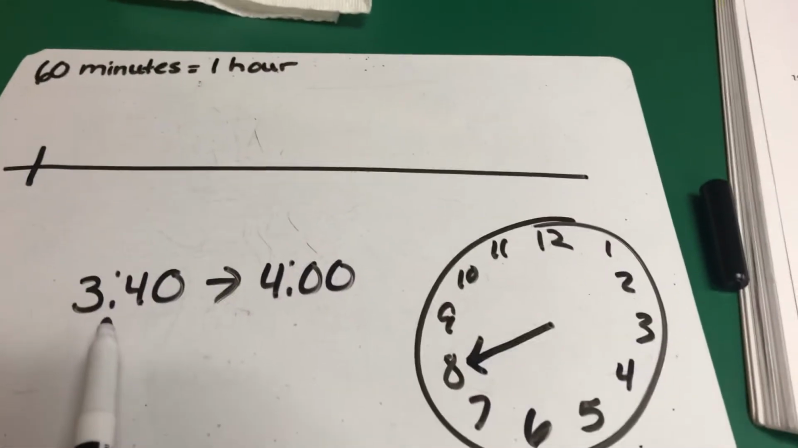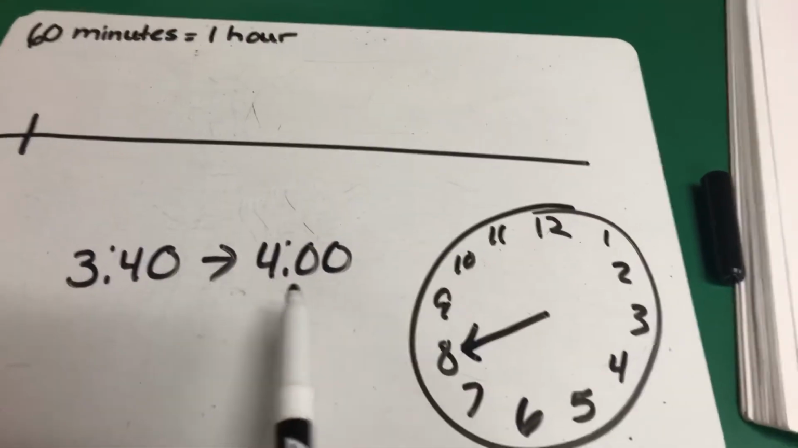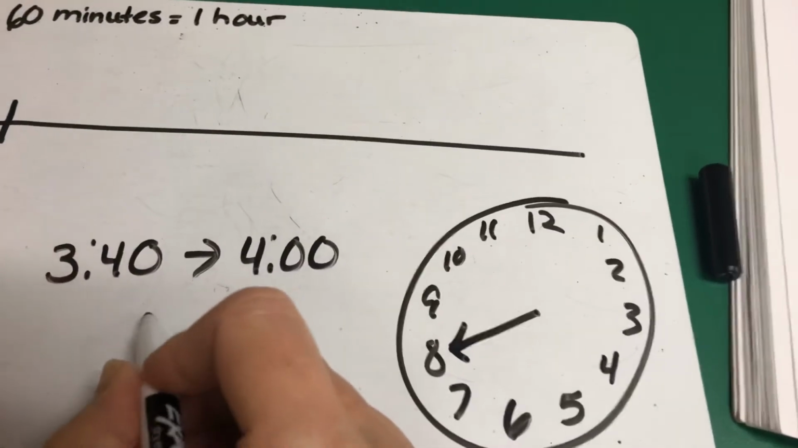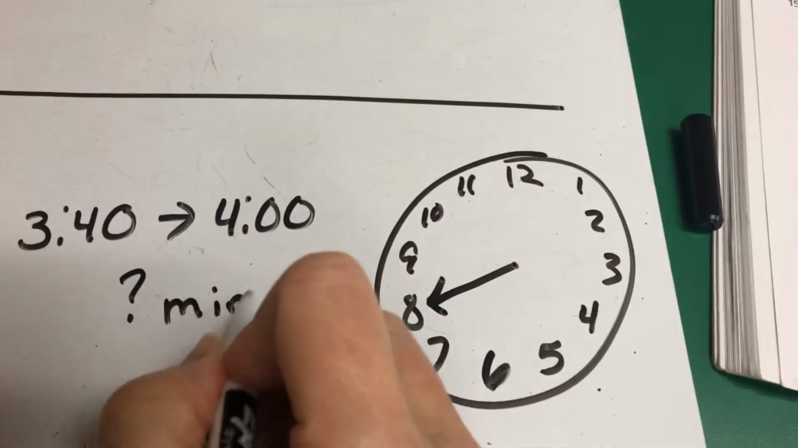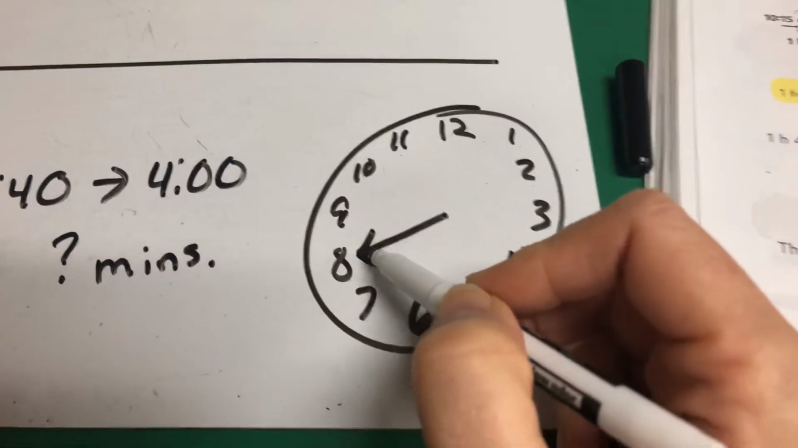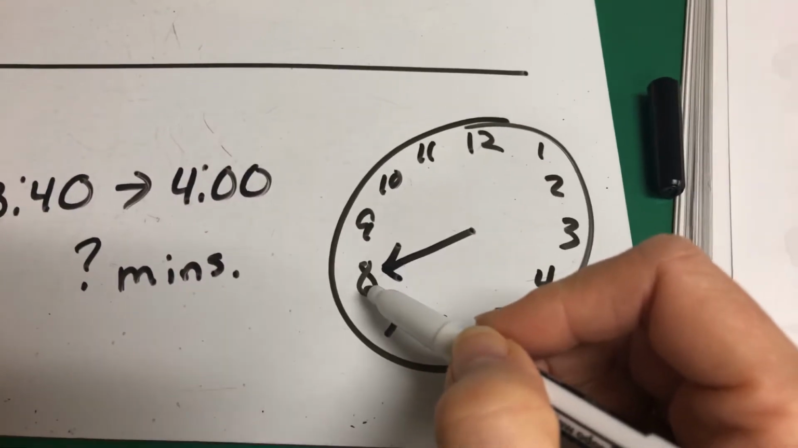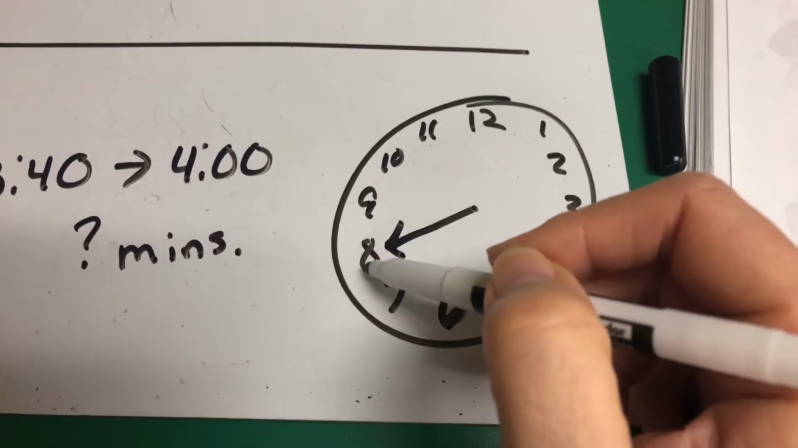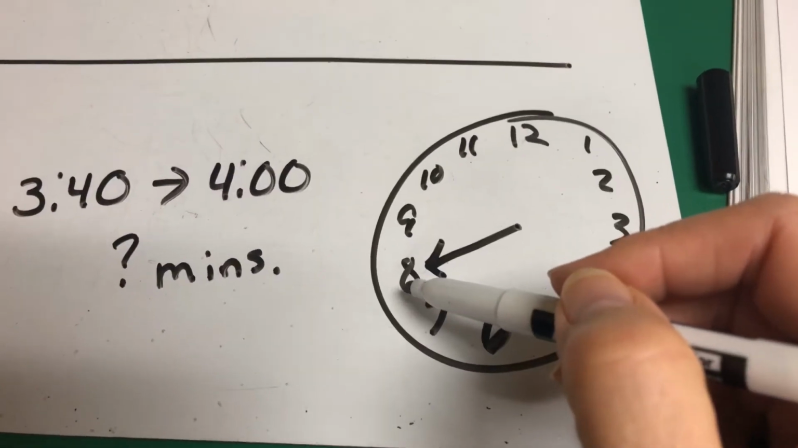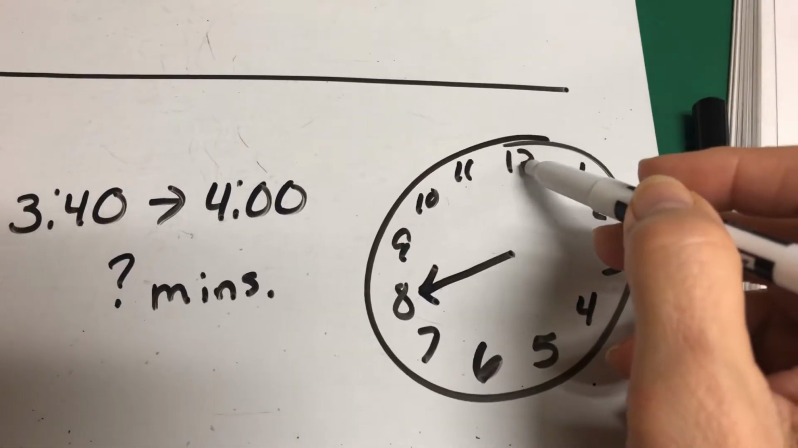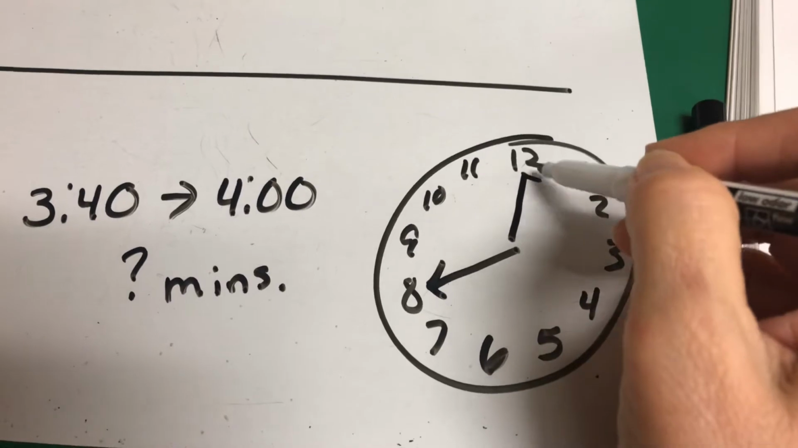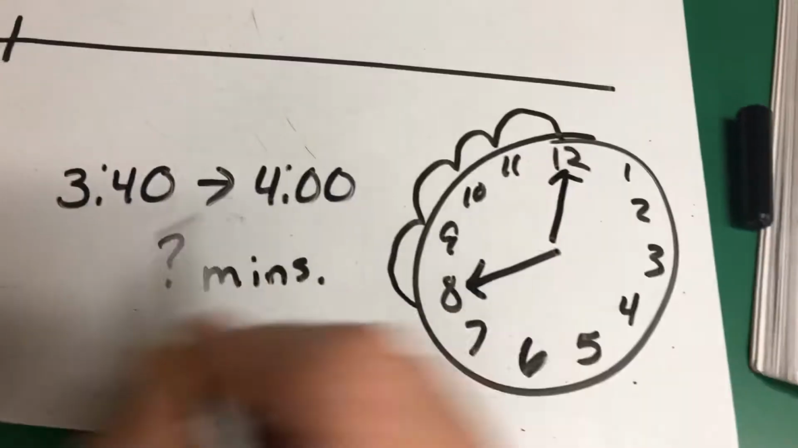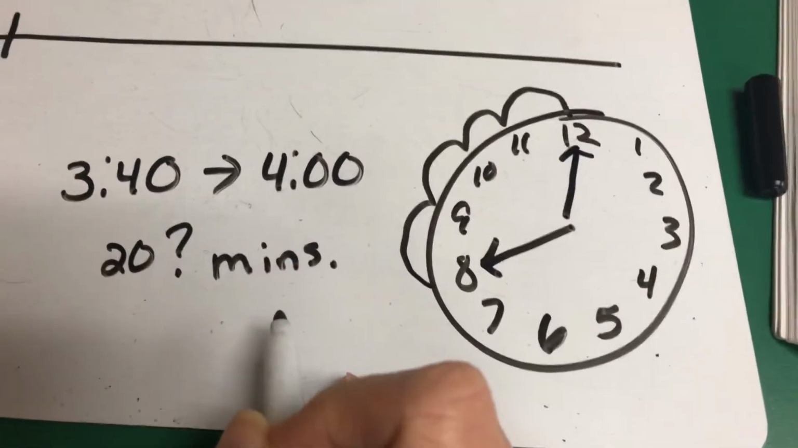So if I want to go from 3:40, doesn't matter if it's AM or PM, to 4 o'clock, how many minutes would that be? I've put my minute hand here on my clock. It's pointing to the 8 because 5, 10, 15, 20, 25, 30, 35, 40. That's 40 minutes after. Now, to get to 4, I need it to be up at the 12. So I'm going to go 5, 10, 15, 20. That would be 20 minutes.